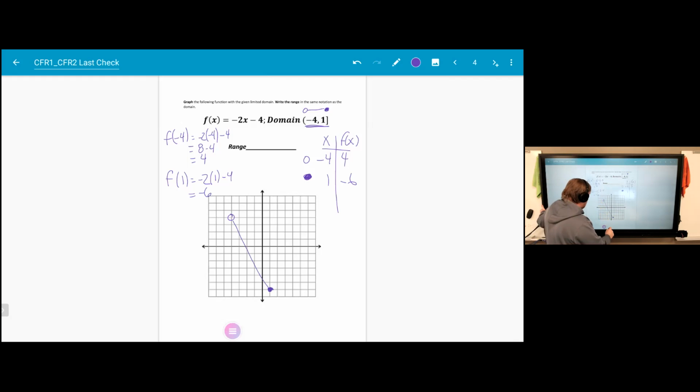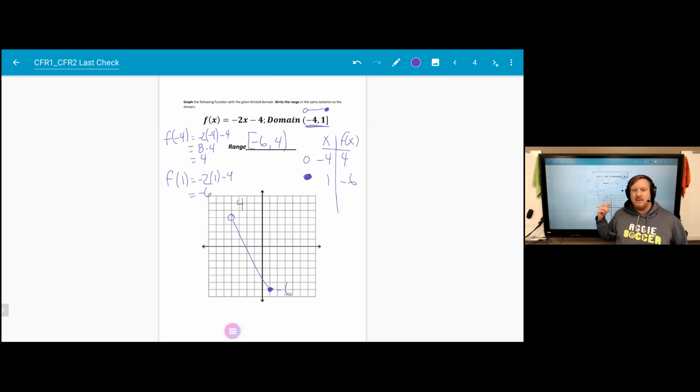Now we need to do the range. The smallest value in y is -6. The biggest value in y is 4. From -6 to 4, square bracket around -6 because it has the closed circle, and parenthesis around the 4 because it is an open circle. Again, for number 2, the part graph number 2, I'll have the solutions up. Ask questions if you got them.